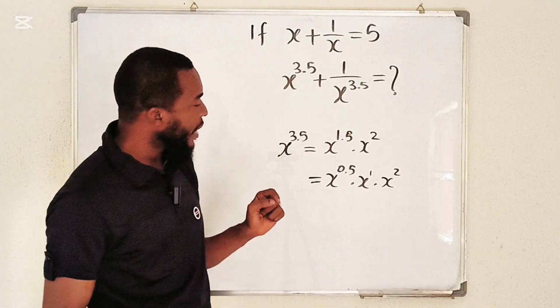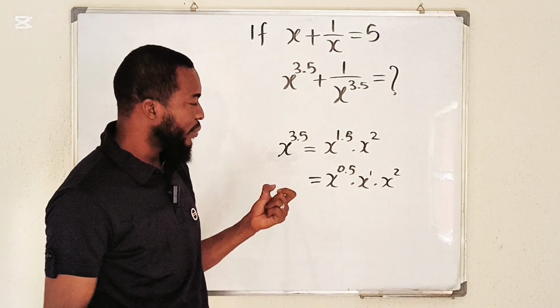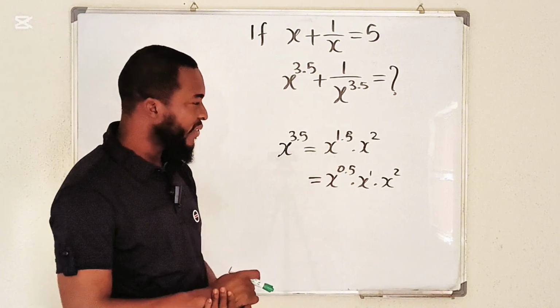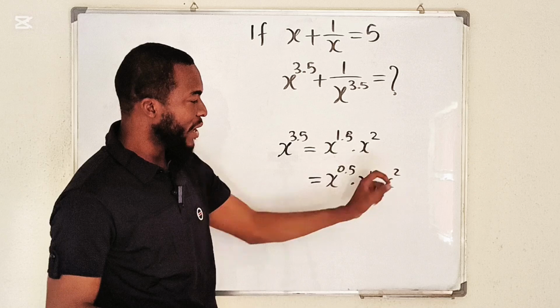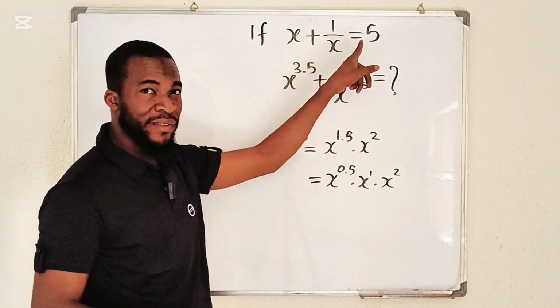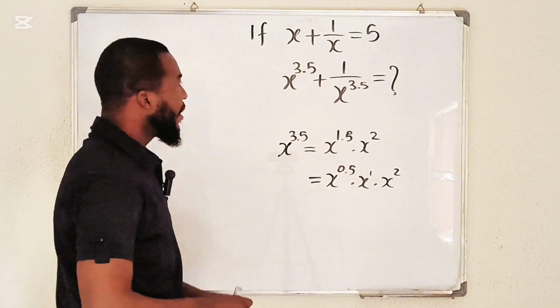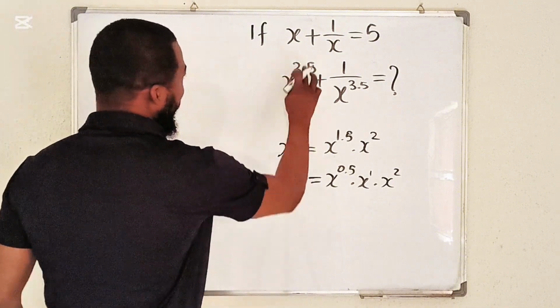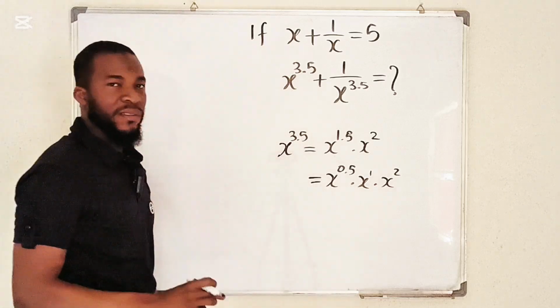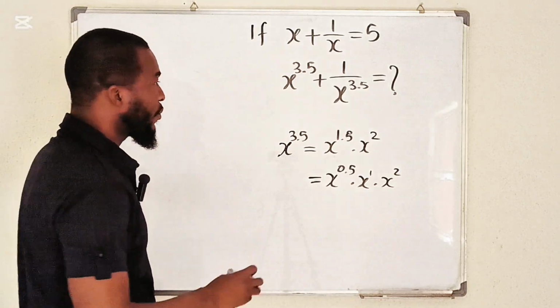So I'm going to try as much as I can to obtain expressions that contain x raised to the power of 0.5 and x raised to the power of 2, because I already have this one, which is simply x, the first statement given to us. So let me come down here. Since I have this, I know once I square that, it will give us an expression with x squared.